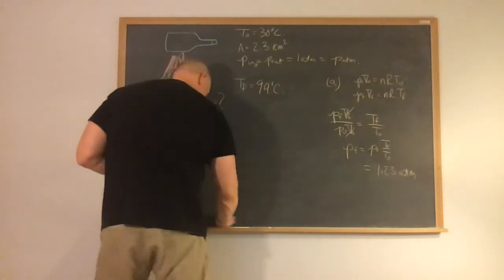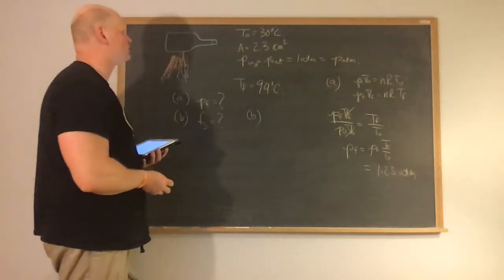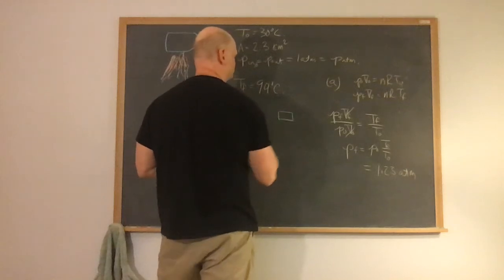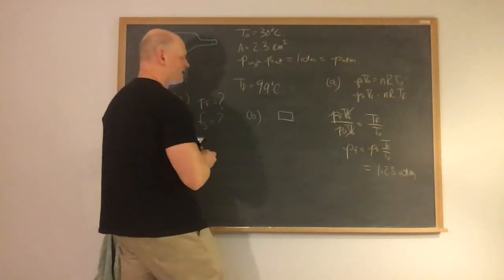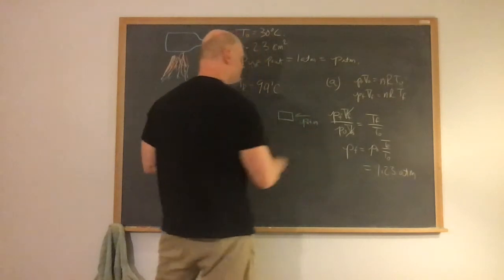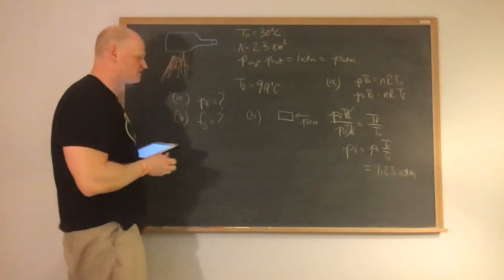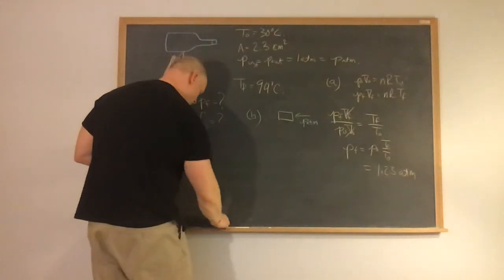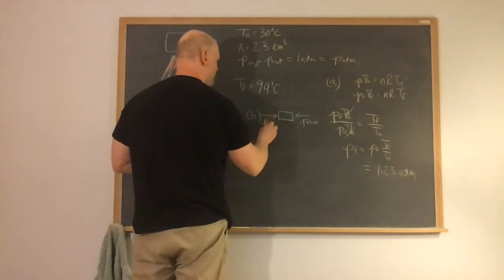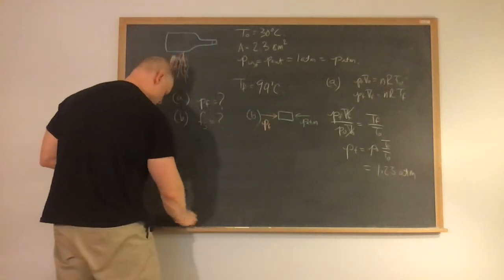Good. Now for part B, we're looking for the friction force keeping this thing inside. So let's look at a free body diagram of a cork. What's happening is I still have atmospheric pressure pushing inward from the outside, because this bottle is still in air. So in every direction I have atmospheric pressure pushing. But now I have a new pressure on the inside, which is trying to push this thing out. So I have the final pressure pushing out in this direction.